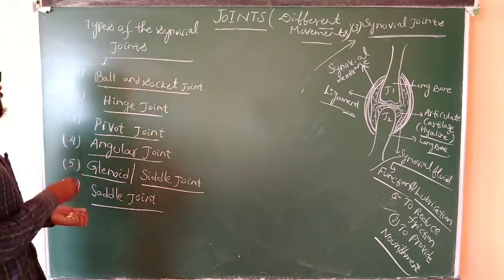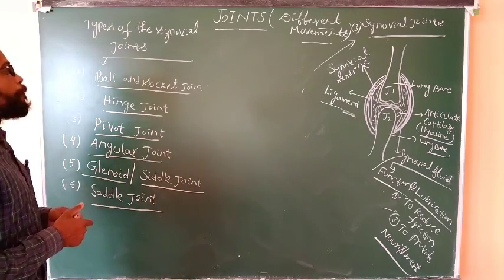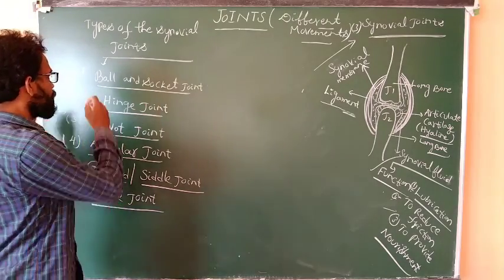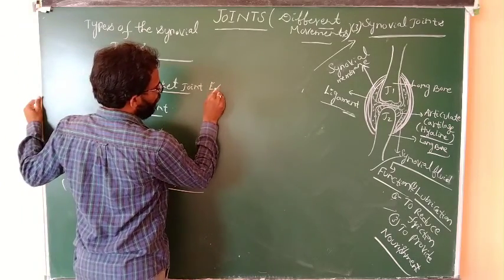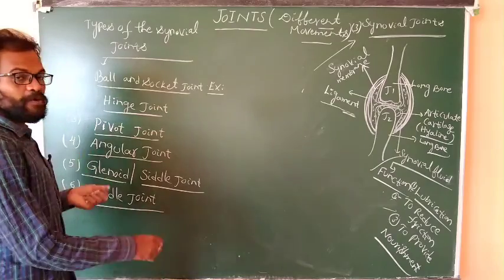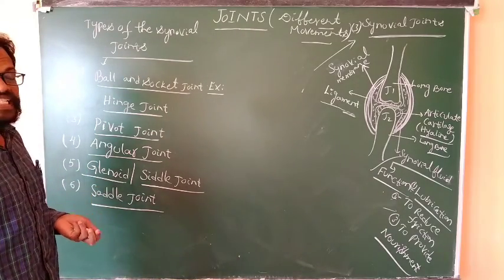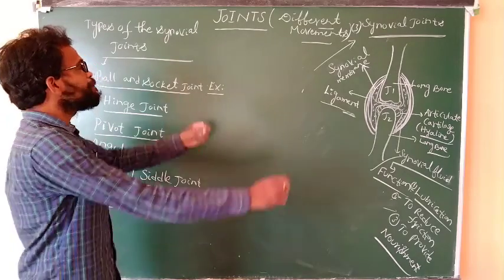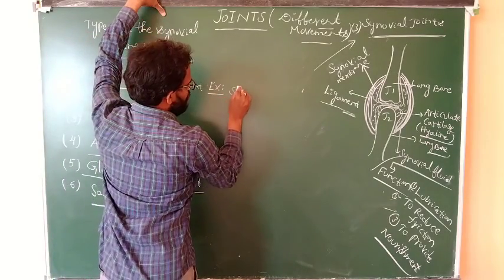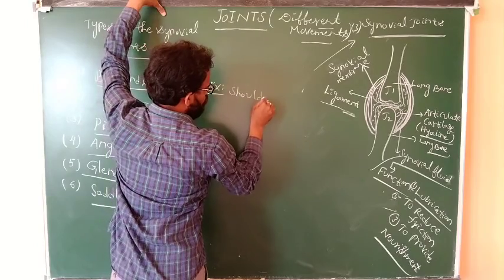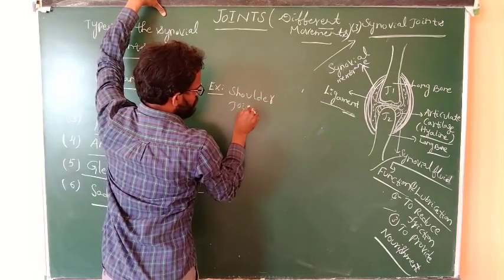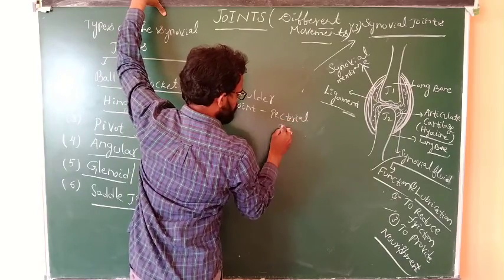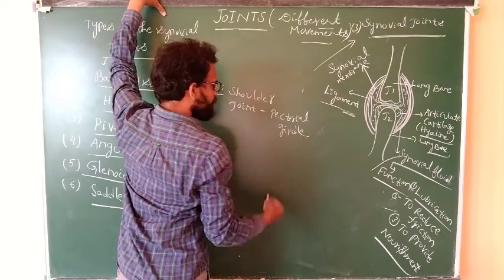Okay, coming to the first one, it is known as a ball and socket joint. What is the example for the ball and socket joint? It is the shoulder joint and the hip joint. Shoulder joint means pectoral. Get it?